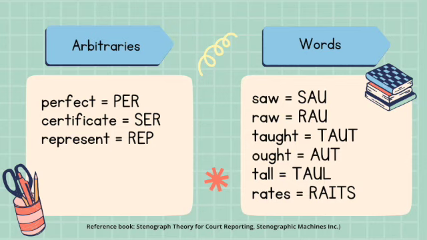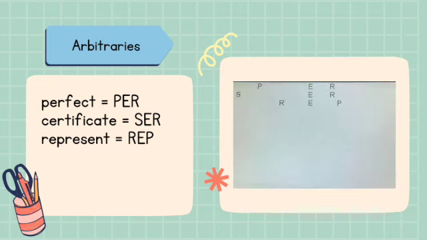And so we have here arbitraries and verbs for lesson 7. So we have perfect, certificate, represent. For words, we have here raw, saw, taught, ought, tall, and then rates. So let's have first the arbitraries. On the right side, we can see the stenograph notes.